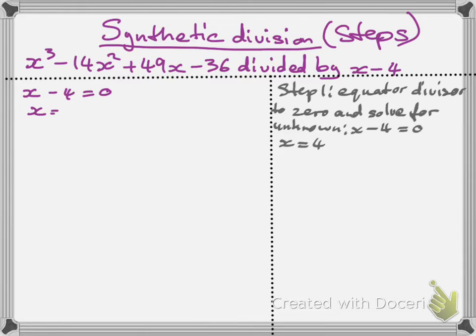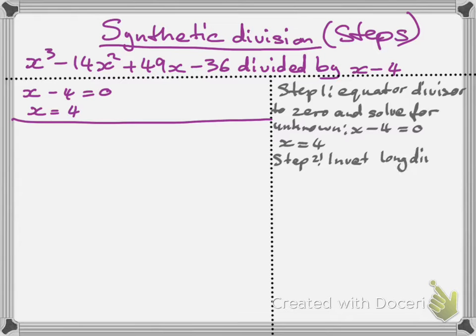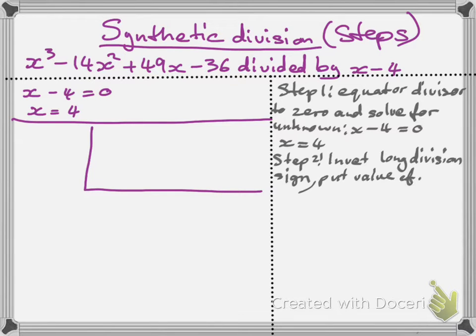Right? Which is x equals 4. And then you take your division sign, right? You invert it. We invert the long division sign, like that. And then on the left side, we write our value of the unknown, which is 4, at the top left. And then inside, we take the coefficients of the cubic polynomial.